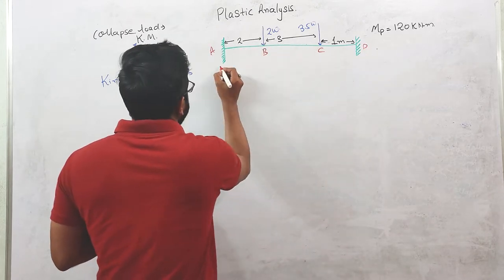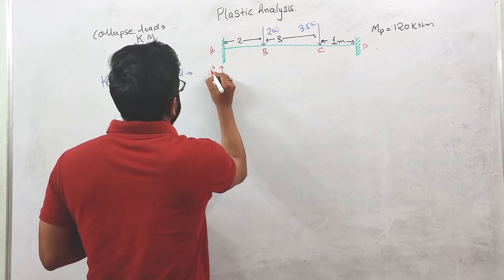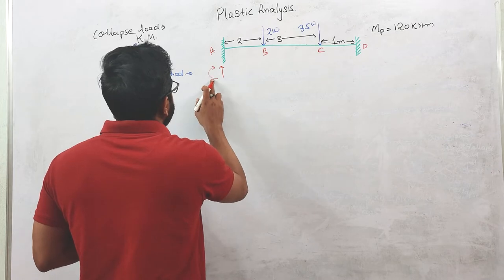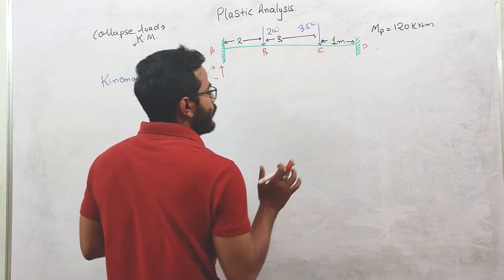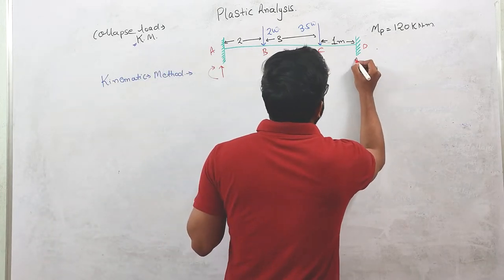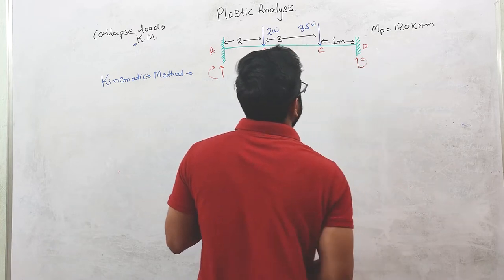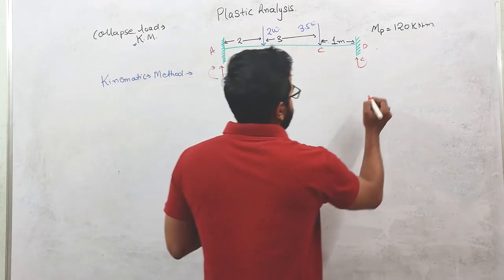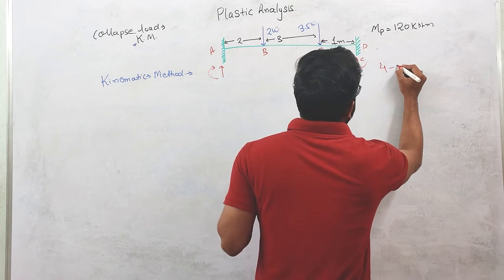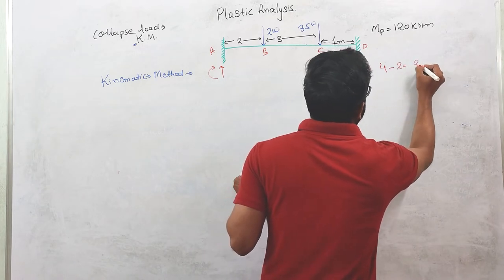At this point A, the reactions available are one moment and one vertical reaction. Horizontal reaction I'm neglecting. Here also one vertical and one moment. So the total number of reactions is 4, right? Equilibrium equations will be 2. So 4 minus 2 will be 2.